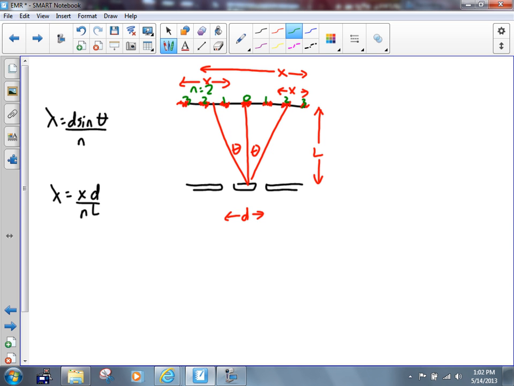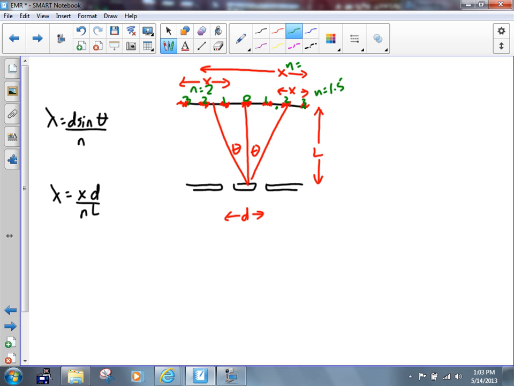What about in this case right here when we're going from the second order minimum to the third order maximum? What's n going to be? n's going to be 1.5. It's like we're going from the 1.5 maximum, although of course it's not a maximum, it's a minimum, a dark spot. But it's like we're going from the 1.5 maximum to the 3 maximum. 3 minus 1.5 is 1.5.